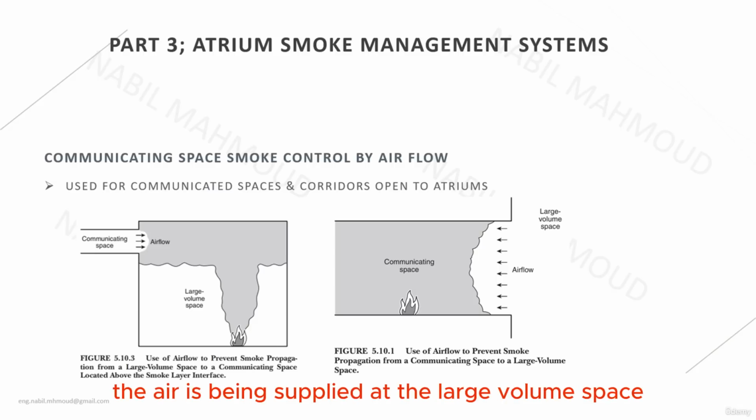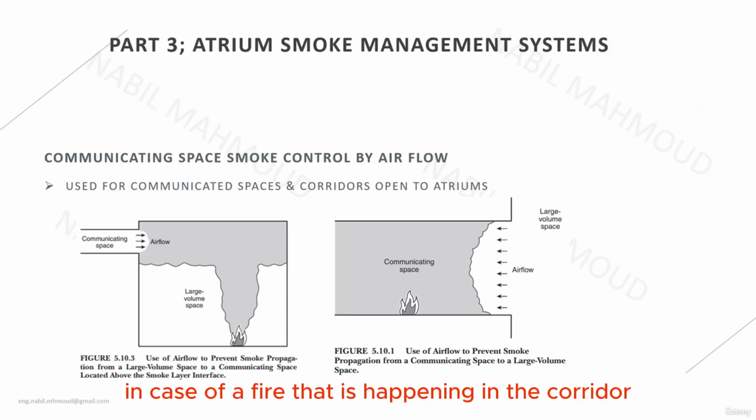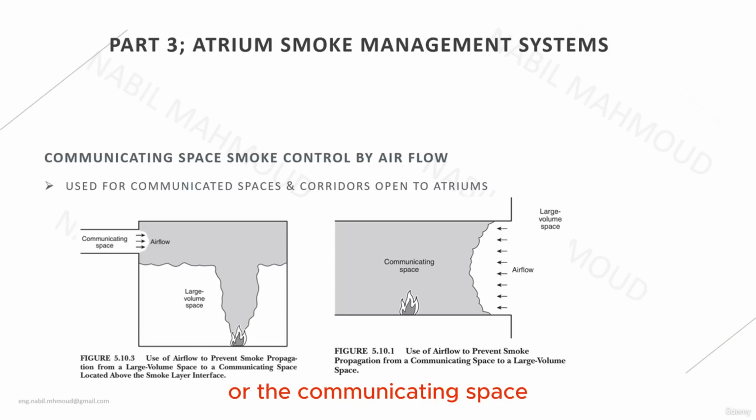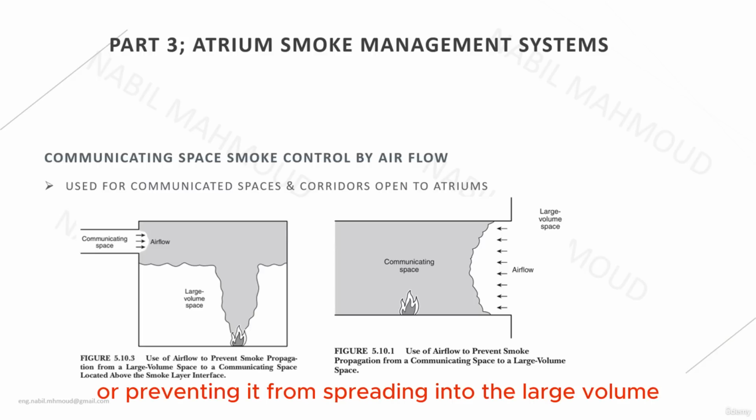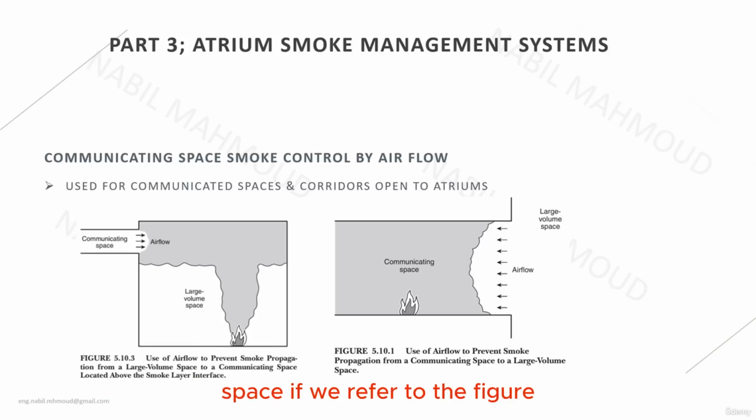The air is being supplied at the large volume space, whether it's an atrium or a communicating space, in case of a fire that is happening in the corridor or the communicating space. And the air is being supplied from the atrium into the communicating space with sufficient velocity that it is controlling the smoke spread and minimizing or preventing it from spreading into the large volume space.